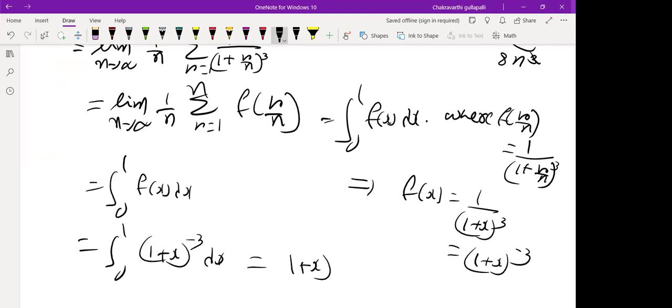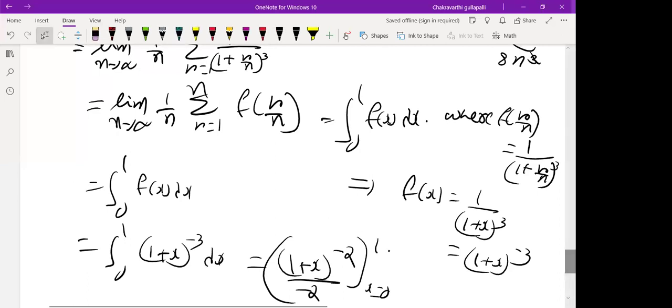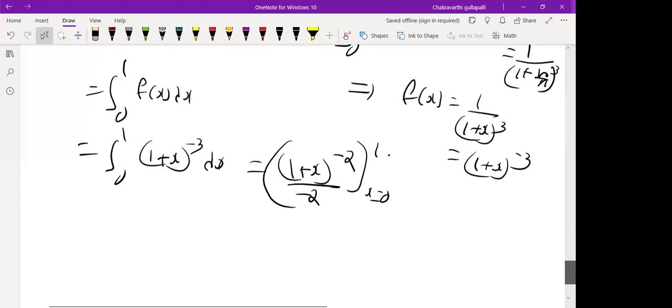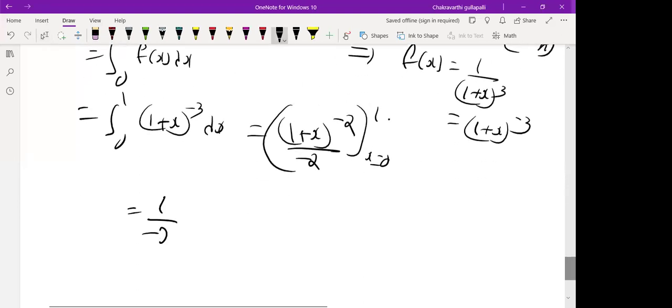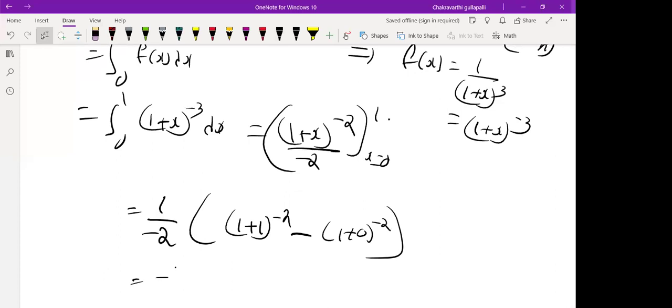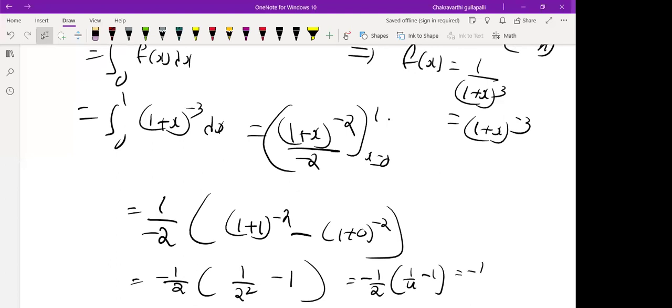1 plus x whole power minus 3 integrates to 1 plus x whole power minus 2 by minus 2, from 0 to 1. So 1 by minus 2 times 1 plus 1 whole power minus 2 minus 1 plus 0 whole power minus 2. The result is 1 by 2 square. This is the point.